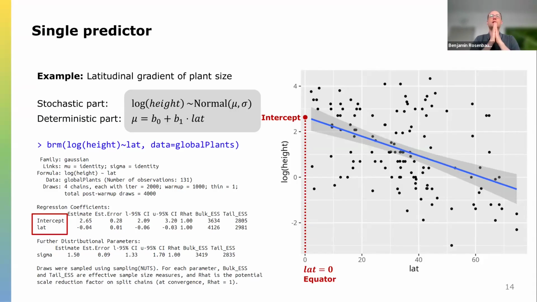Often, if you have data which are far away from 0, then the intercept is not meaningful because it's just a prediction outside of the range of your data. But here, the intercept is a meaningful value. It's the predicted plant height at the equator. The second one, latitude, is how much plant height decreases when I increase latitude by 1 degree.